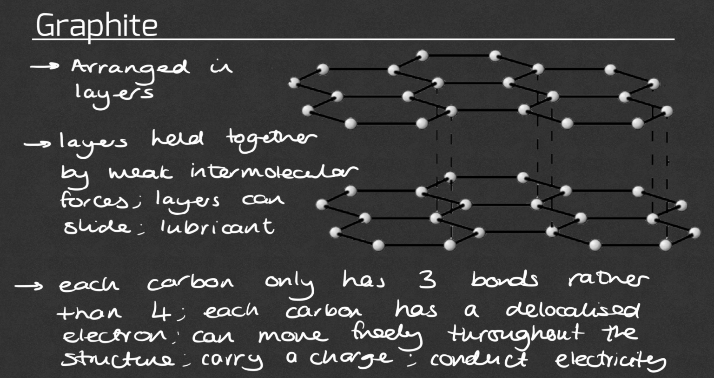to conduct electricity. As graphite has still got 3 covalent bonds, it would still have a high melting point for the reasons we looked at a moment ago with diamond.